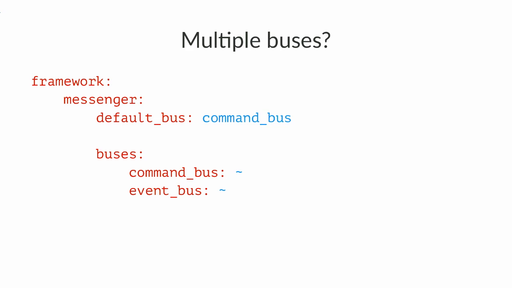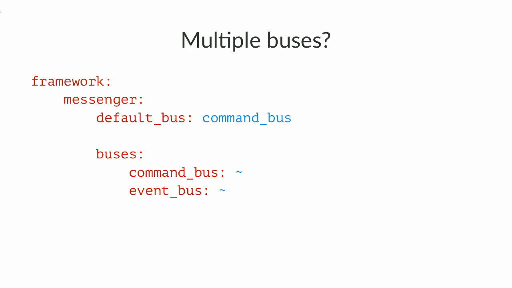The way you create multiple buses is with this configuration. The main thing here is buses, so framework.messenger.buses. Then you choose a name for the buses you want to create, and that's the default configuration, just null. The name of the bus is going to be the service name created by Symfony for you. So if you want to inject one of the buses, you can inject using the service event bus or the service command bus in that example.